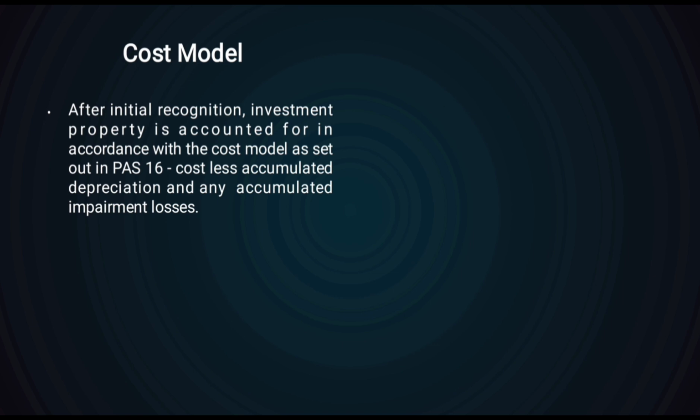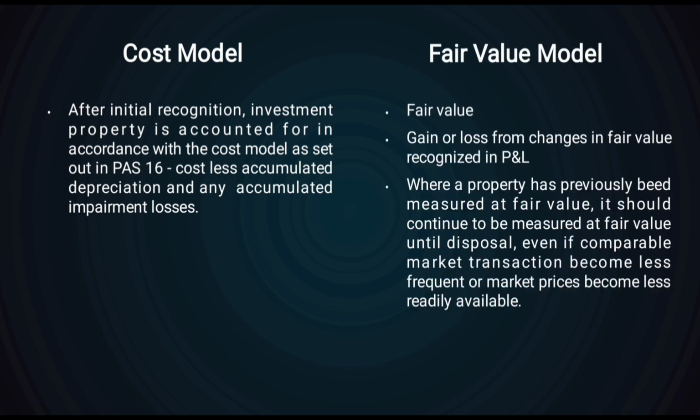Now let's discuss the two models. So first model is the cost model. So cost model is very similar to PAS 16, which is the cost less accumulated depreciation less accumulated impairment losses, if any. And then you have the other choice, which is the fair value model.